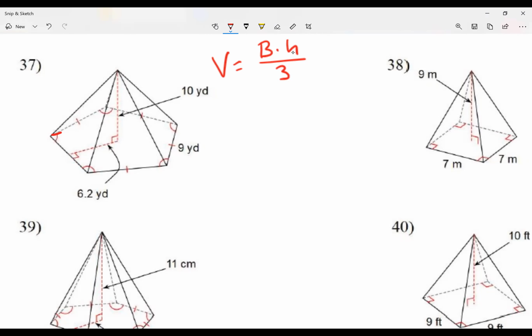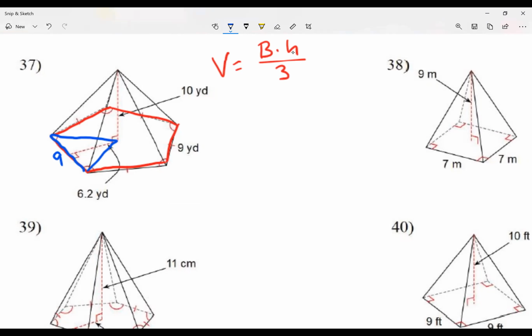The area of the base. The base right now, it's a pentagon, right? It's a shape that has 5 sides. But I remembered that for pentagons, I used to tell you guys, look for a triangle only. The triangle should have a 90-degree angle. 6.2 is the dotted line. And I know the measurement outside is 9.